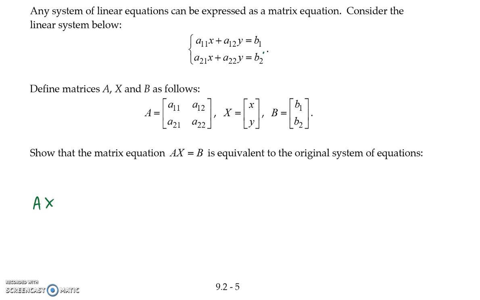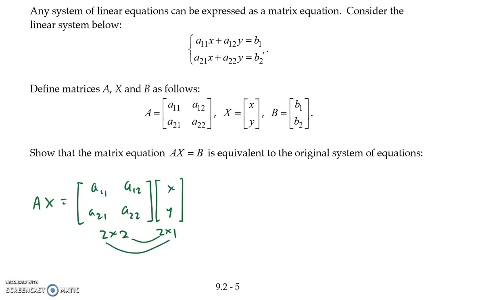If I take A times X, let me write them side by side as our custom has been: a11, a12, a21, a22 times X, that is x and y. Okay, A is an order 2 by 2 matrix. X is an order 2 by 1 matrix. Notice the inner numbers match. The outer numbers will determine the order of the resulting product matrix, which would be 2 by 1, 2 rows and 1 column.